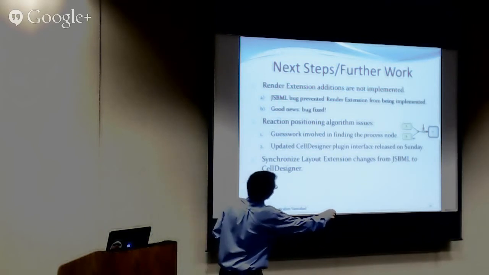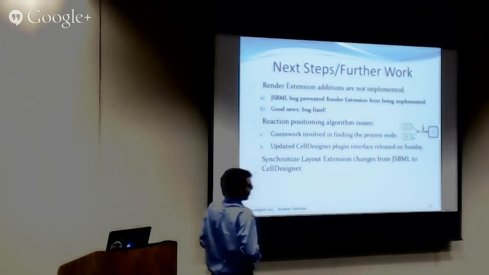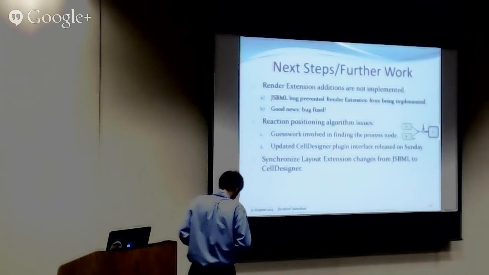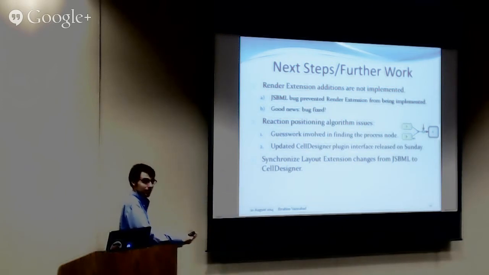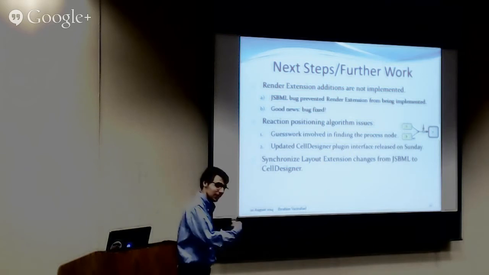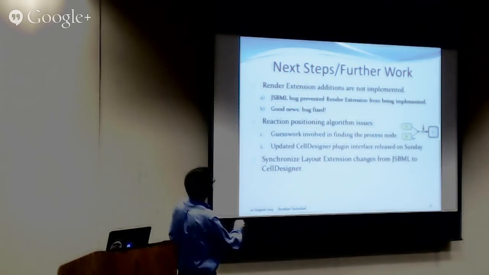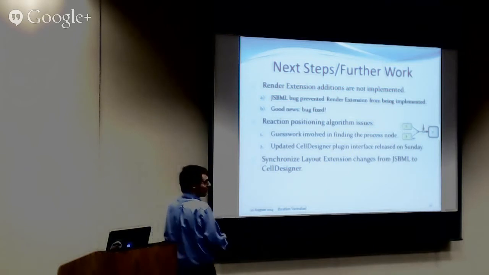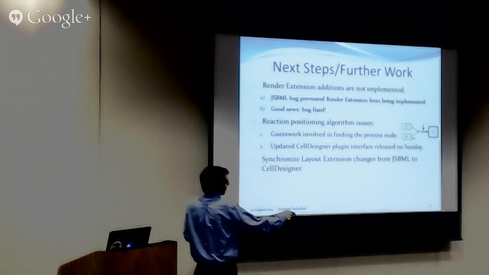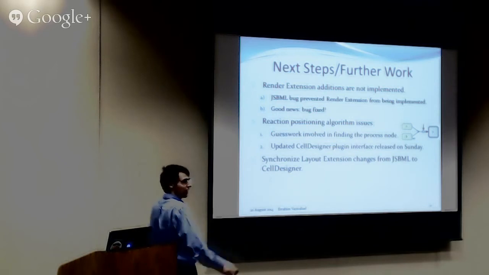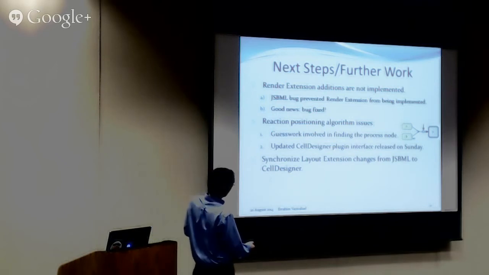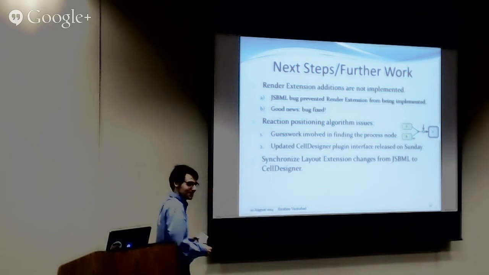Here is the process node. One of my mentors, who is in the CellDesigner community, was very gracious and very helpful. He heard my concern, and he updated the CellDesigner plugin interface to include coordinate information for the process node. So it will make the algorithm much simpler because there's no guesswork involved. It's on Sunday, so right after my presentation, I can start on that too.